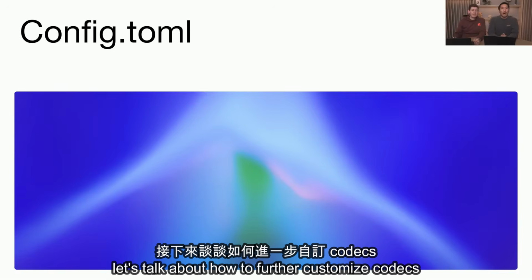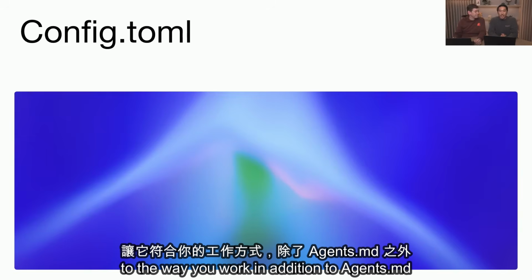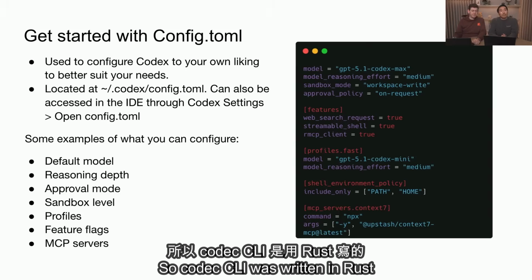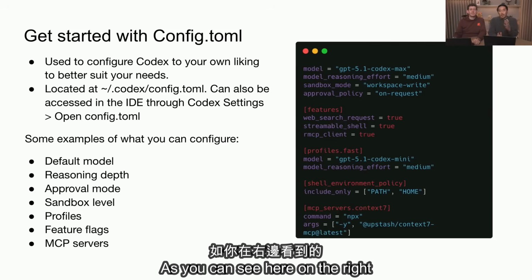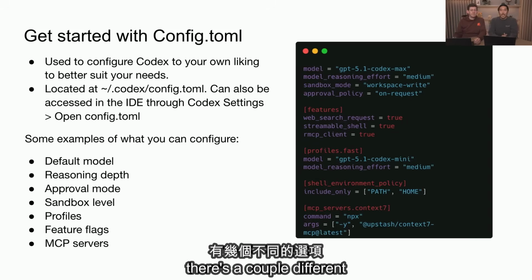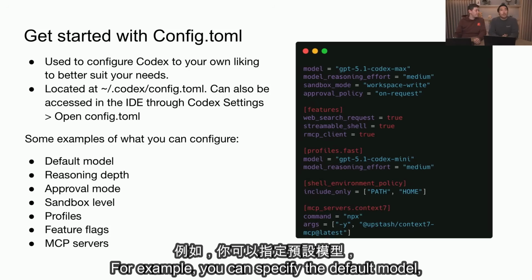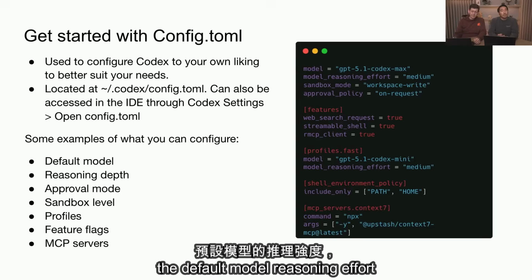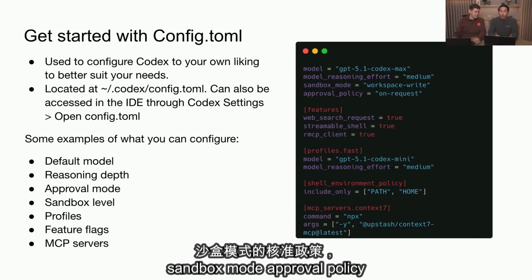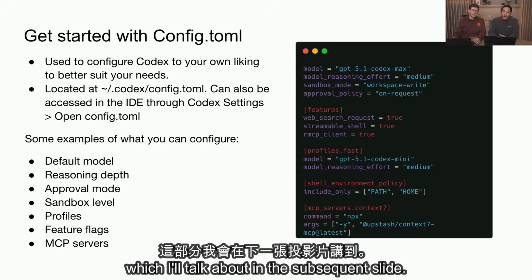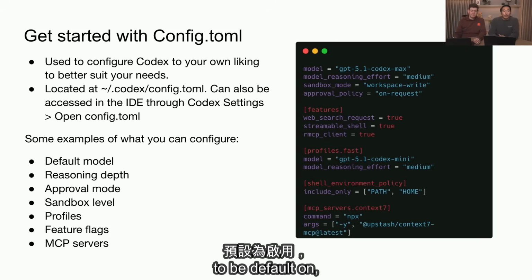All right, let's talk about how to further customize Codex to the way you work in addition to agents.md, which is the configuration.toml file. So Codex CLI was written in Rust, hence why it's in a TOML file. As you can see here on the right, there's a couple different areas that you can customize and have it run as default when you start a Codex session. For example, you can specify the default model, reasoning effort, sandbox mode, approval policy, which I'll talk about in the subsequent slide. You can also toggle certain features to be default on, for example, web search.